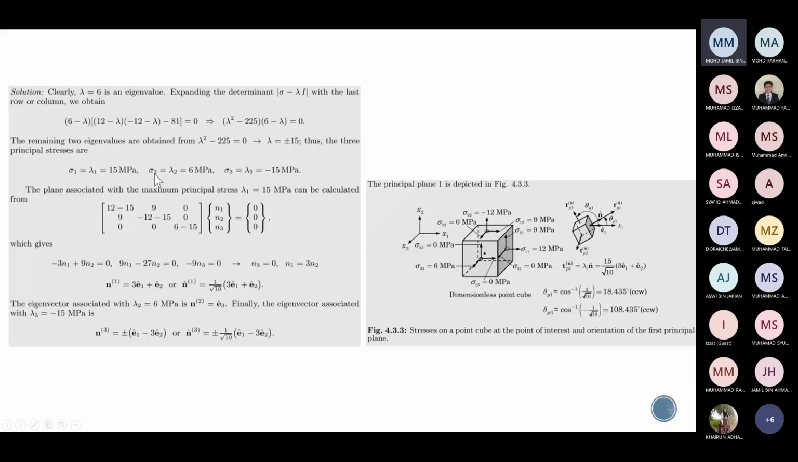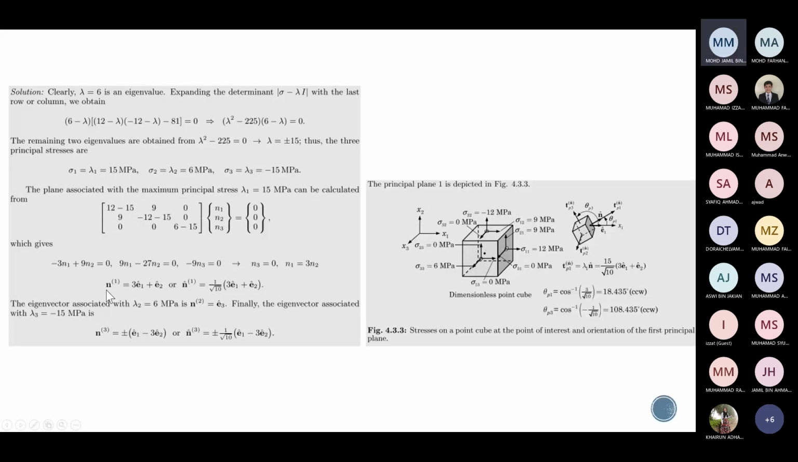So now you have three principal stresses: sigma 1, sigma 2, and sigma 3, which you find through finding the eigenvalues. After that, you can find the principal planes by calculating the eigenvectors. So this is the way to calculate the eigenvectors.